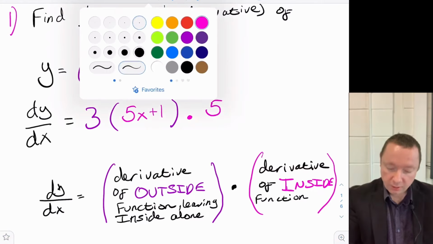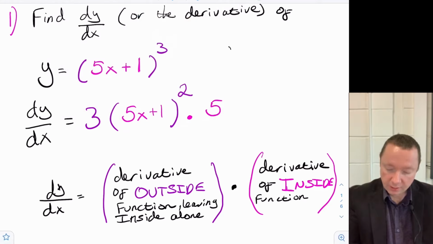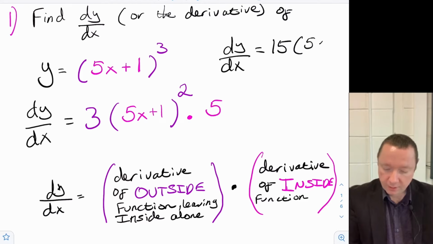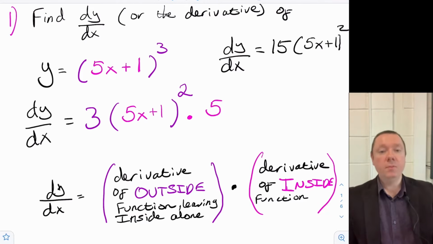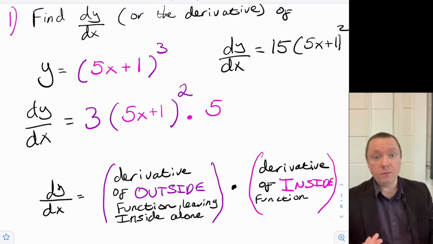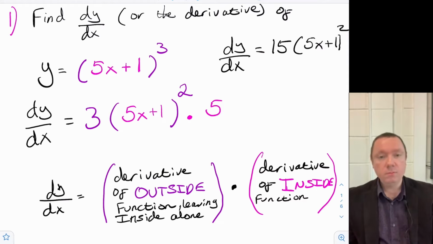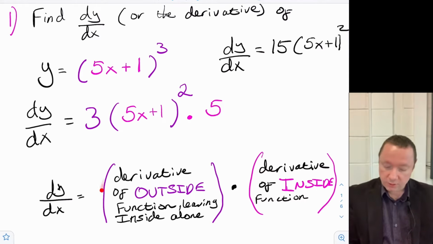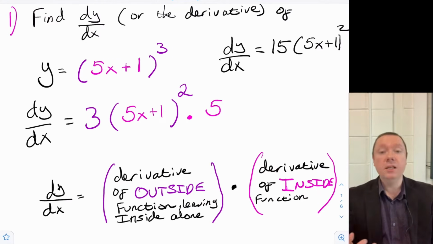So our final answer, just tidying it up a little bit, is dy by dx equals 3 times 5 is 15, (5x plus 1) squared. So I suppose the main key point to remember is, if you've ever got a function within a function, to find the derivative, you do the derivative of the outside function, just leaving the inside alone, and then you do the derivative of the inside function.